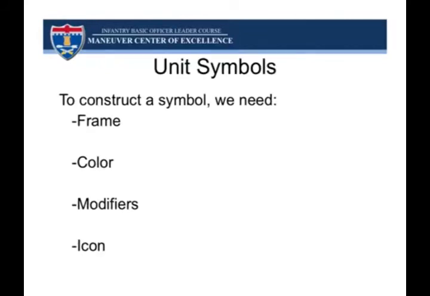The components that we use to make up a unit symbol are the same things that we use to make any military symbol. We use a frame, color, modifiers, and an icon. There are literally thousands of choices to choose from whenever we want to try and portray a certain type of unit. Rather than trying to memorize all of them, let's focus on only memorizing some of the most common ones, and then using the manual to look up any additional ones we might need later on.